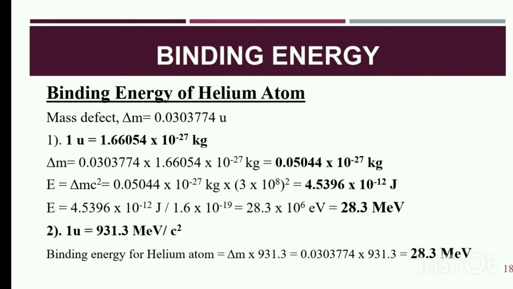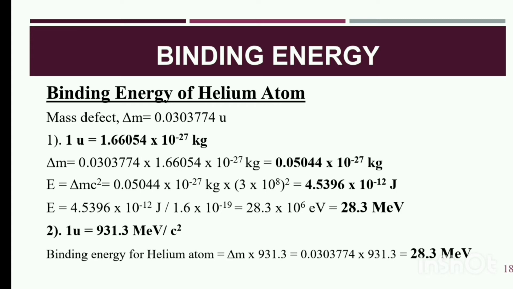Now we can directly substitute this in the E is equal to Δmc² equation, where c is the speed of light and equal to 3 × 10^8 meters per second. You will get the energy to be 4.5396 × 10^-12 joules. Now, if I want to express it in electron volts, then just divide it by 1.6 × 10^-19, and you will get the answer as 28.3 × 10^6 electron volts. That is equal to 28.3 mega electron volts.